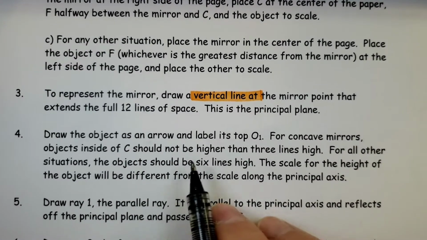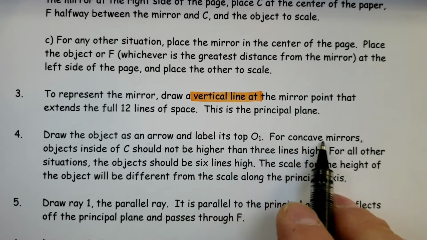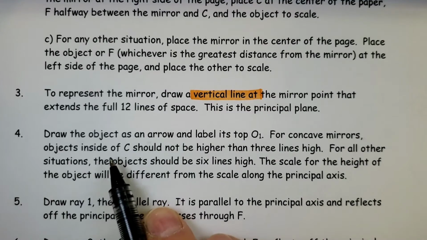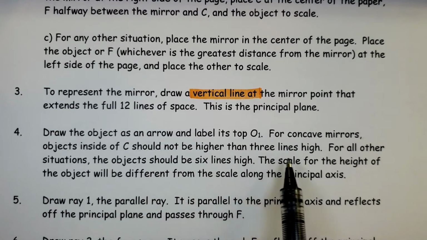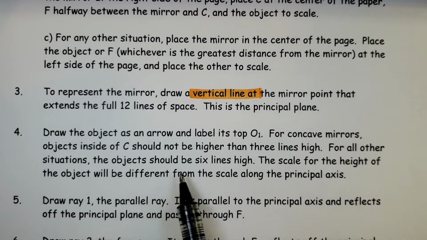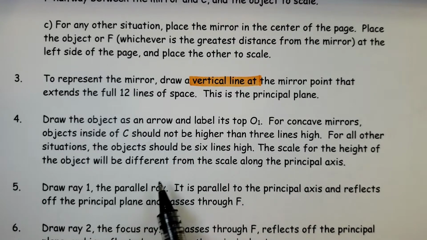Draw the object as an arrow and label its top O1, so for object 1. For concave mirrors, objects inside of C should be higher than the 3 lines high. For all other situations, the object should be about 6 lines high, and we'll get into that too. The scale for the height of the object will be different from the scale along the principal axis.